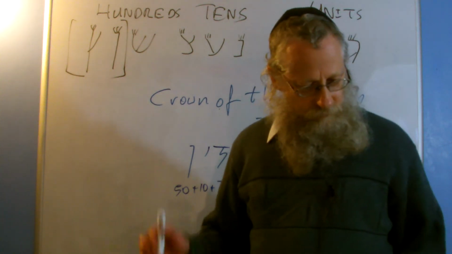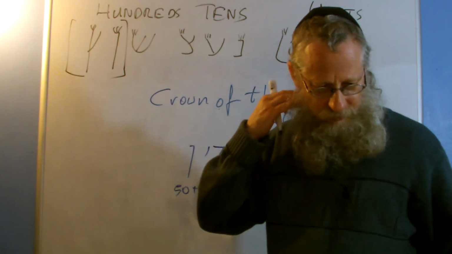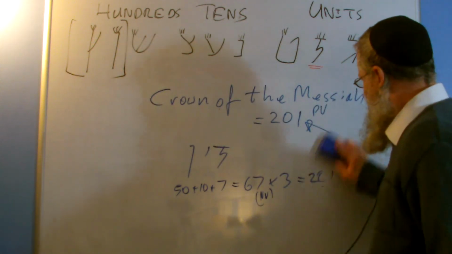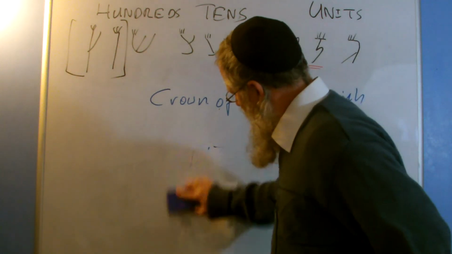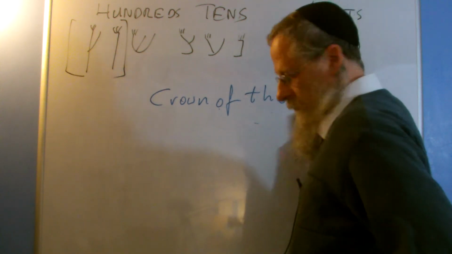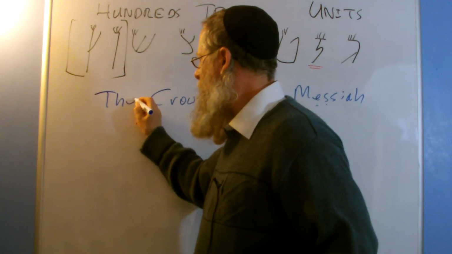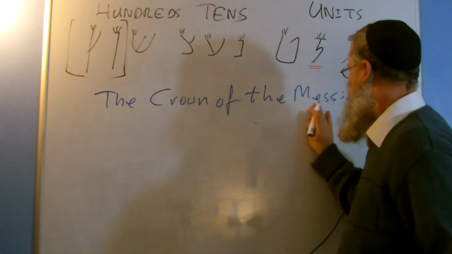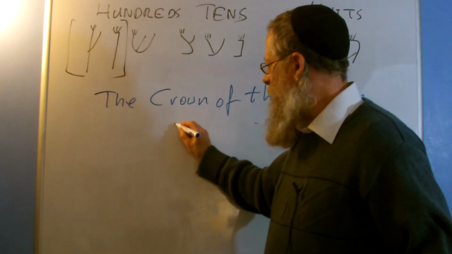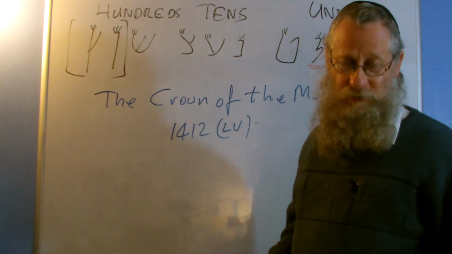Then, just a little bit more. This is rather complex, but for those who are following me so far, you might understand this. I've used the placement value there to get 201. If I put the word "the" in now, to get more specific, the crown of the Messiah, and I use large values, I'll let you check this out, I'll get 1412.